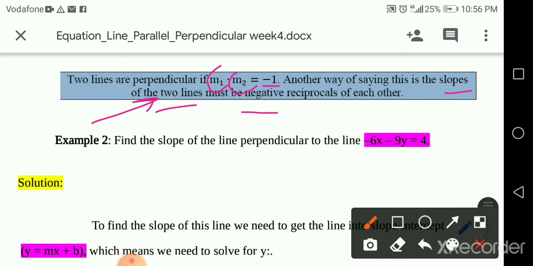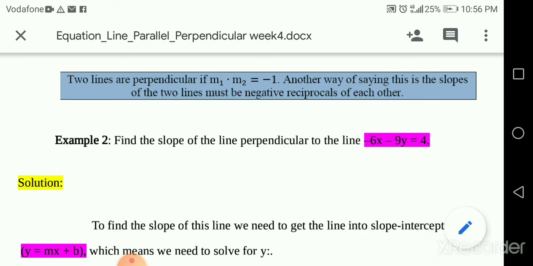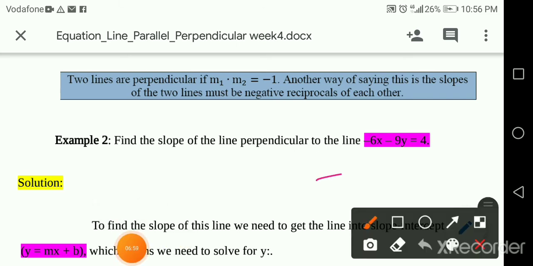What are you saying, miss? Let's see by example here, guys. Find the slope of the line perpendicular to the line. I have here a line which is -6x minus 9y equals 4. And it asks me to find the slope of the line which is perpendicular.